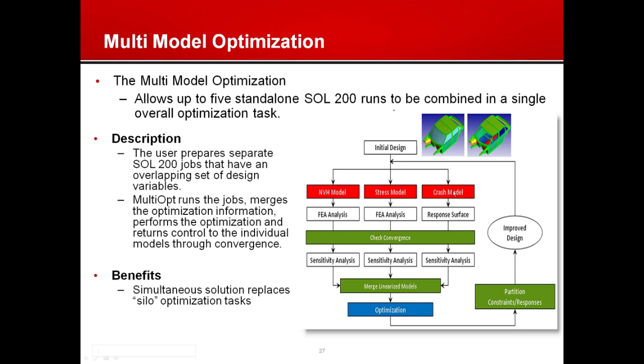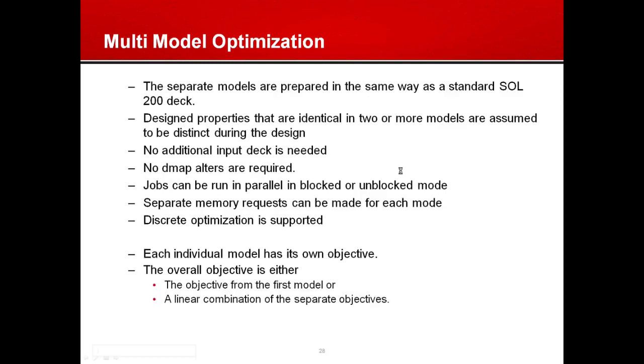So each of these are separate input files, and what Nastran would do is, based on your design variables and such, combine this multitude of models, up to 5 different models, into a single model, do a sensitivity analysis and do the optimization task. So all of those models can be optimized simultaneously.